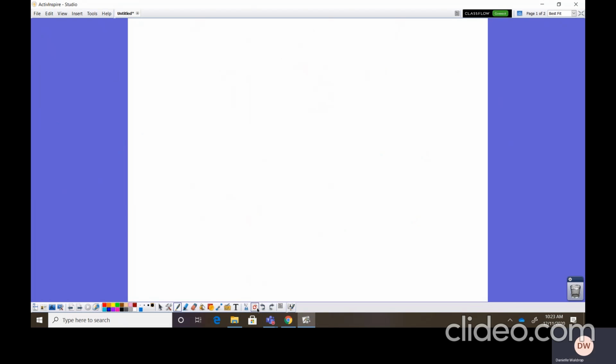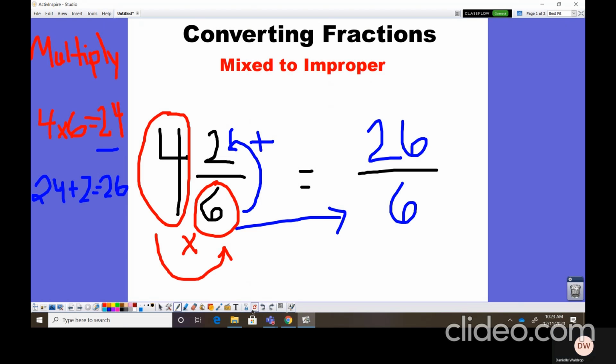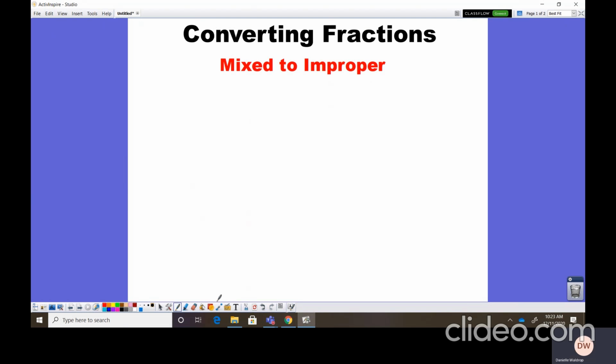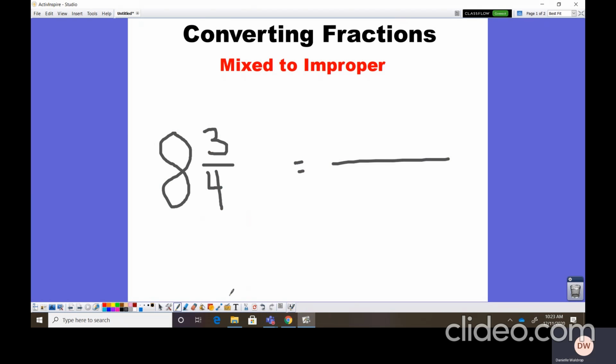All right, oops, I'm sorry, didn't mean to do that. Let's do another one. Let's do 8 and 3/4. I want to change that to an improper fraction. Let's take care of our first step. Tell me, what's the first step? What do you do?